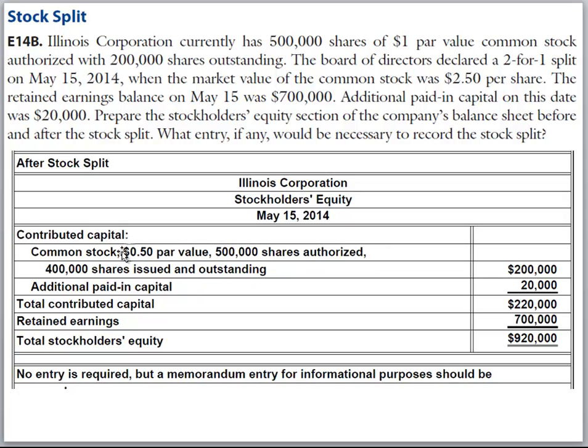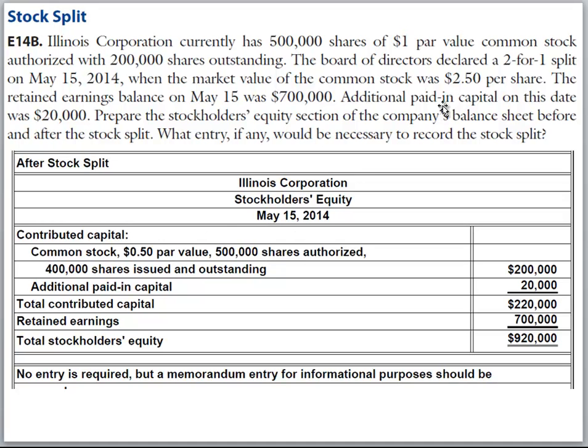So now we have 50 cents par value times 400,000 shares issued and outstanding is still 200,000. And our additional paid-in capital is still the same. So you can see that the net difference in the stockholders' equity does not change. What changes is the number of shares that are out there and the par value. So possible reasons to do a stock split is now when we pay out dividends, we'll be paying dividends on more shares. And it also brings down the market value of the shares when we do a stock split.